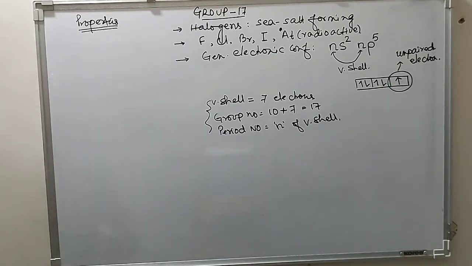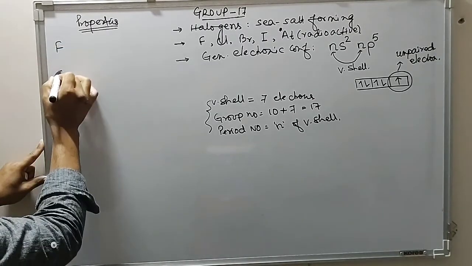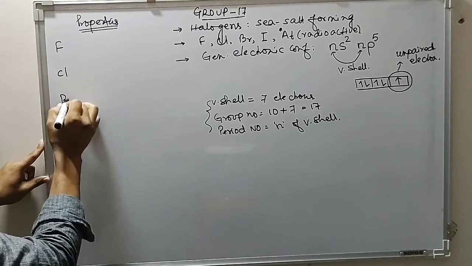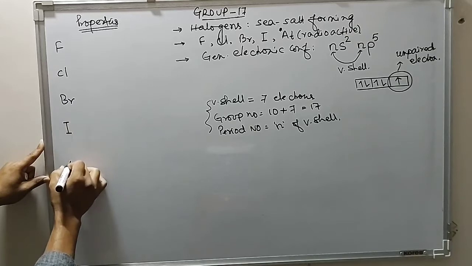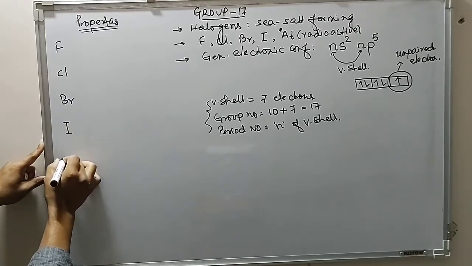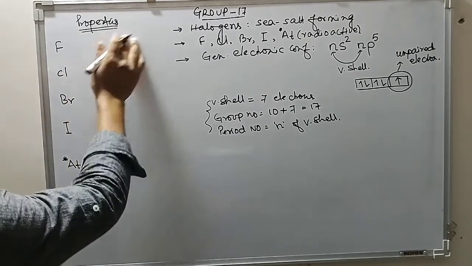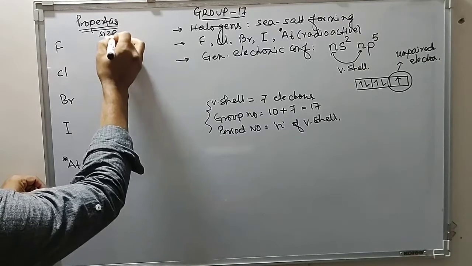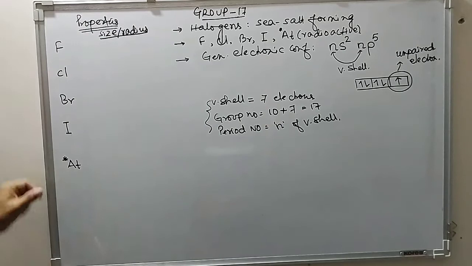We have these elements: fluorine, chlorine, bromine, iodine, and the last one is astatine, which is radioactive. This asterisk mark represents the radioactive elements. So first of all, we'll discuss the size or radius of these group 17 elements.